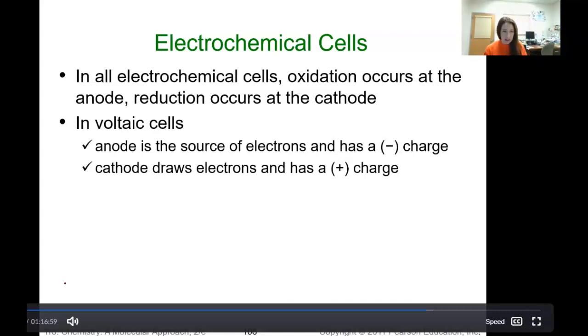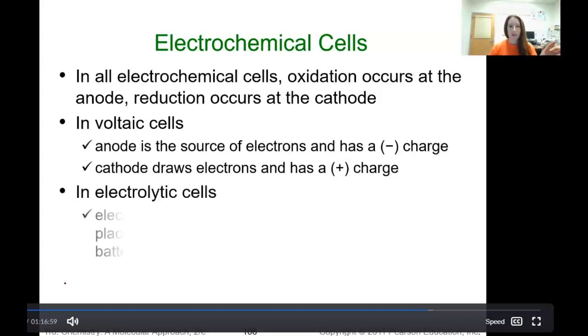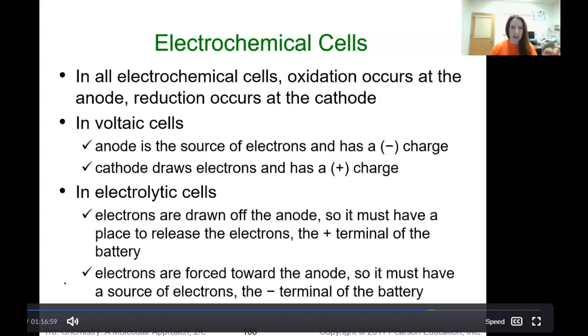right? And in this case, if you've noticed, we always say that the anode has a negative charge and the cathode has a positive charge, although we don't really talk about the charges, and I'm not worried about you knowing the charges, like that the anode is always negative and the cathode is always positive. But this is what we've been talking about with our voltaic cells, right?